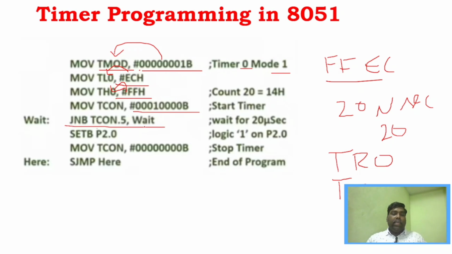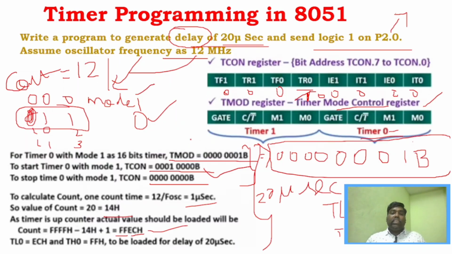You can see here, jump if no bit. That is this. It will go to this particular label. It will keep jumping if this bit is not set, meaning the bit has to be 0, correct? If it is not set, it will keep looping, jumping to the same particular location, which is TCON.5. What is TCON.5? You can see here 0, 1, 2, 3, 4, 5. This is TCON.5, which is the TF flag.